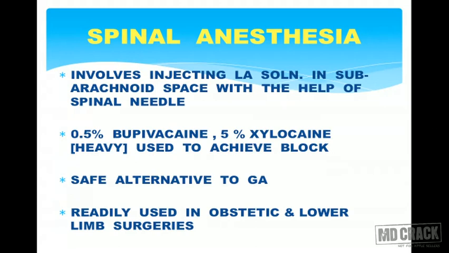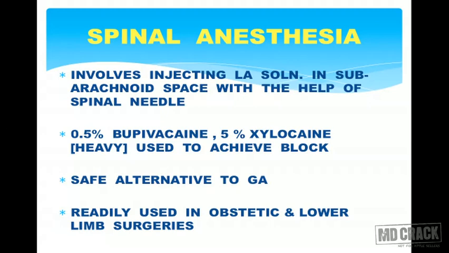Then spinal anesthesia. It involves injecting local anesthetic solutions in the subarachnoid space with the help of a spinal needle. Spinal needle, as I have already discussed with you in the equipment lecture, I have already talked about the various forms and types of spinal needle. Drugs used for producing spinal anesthesia are 0.5% bupivacaine heavy or 0.5% xylocaine heavy. This is used to achieve the block.